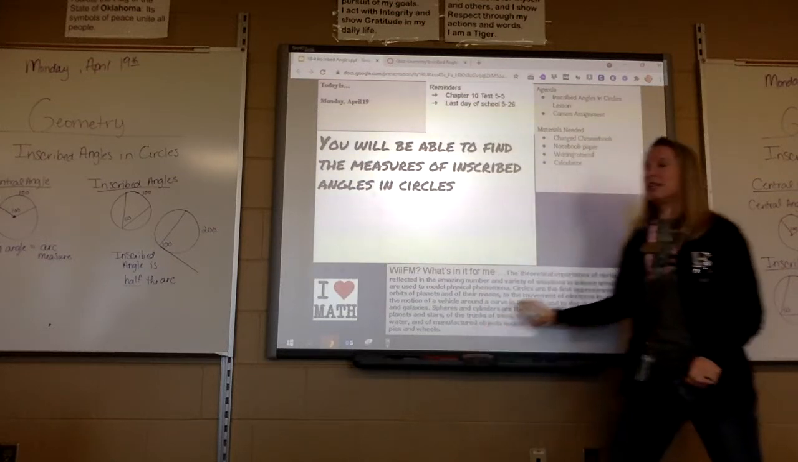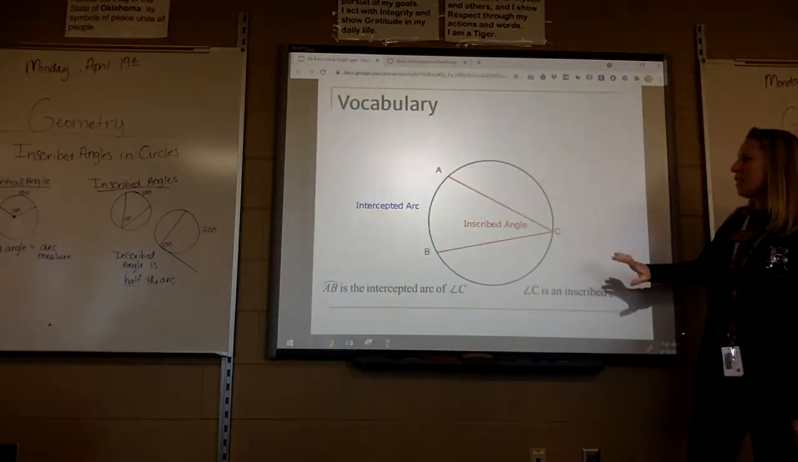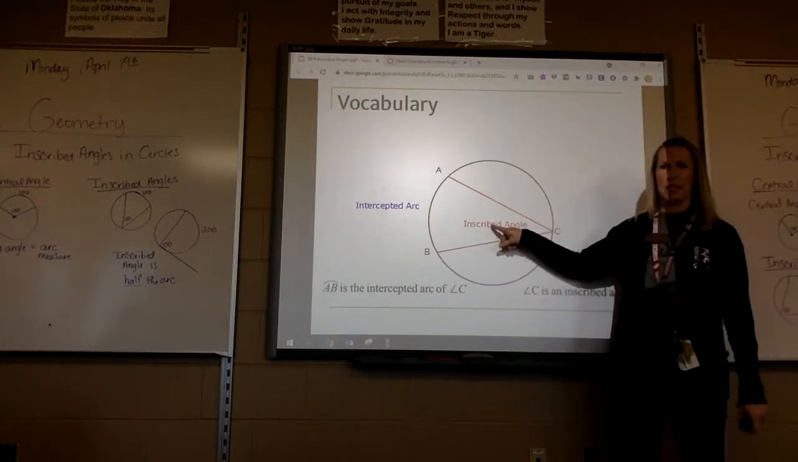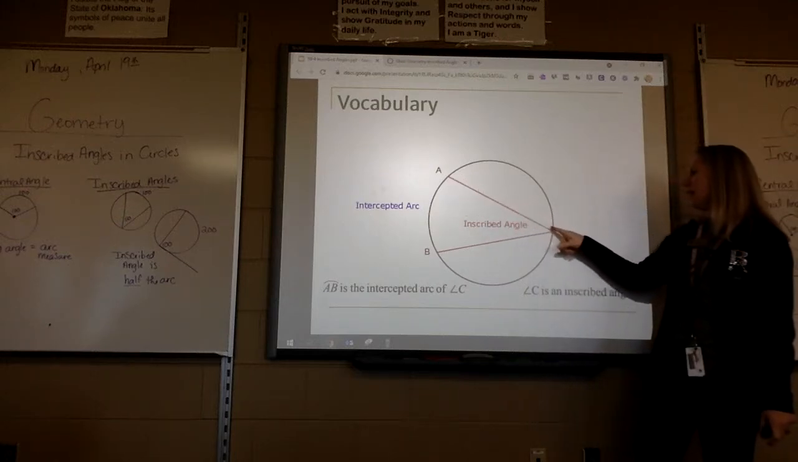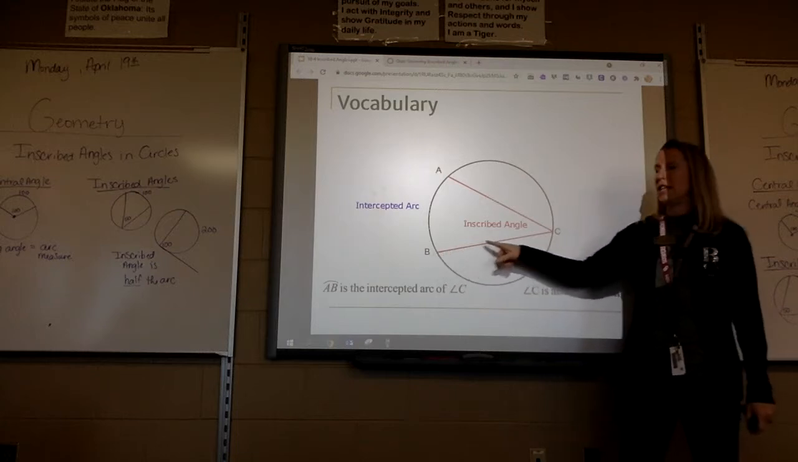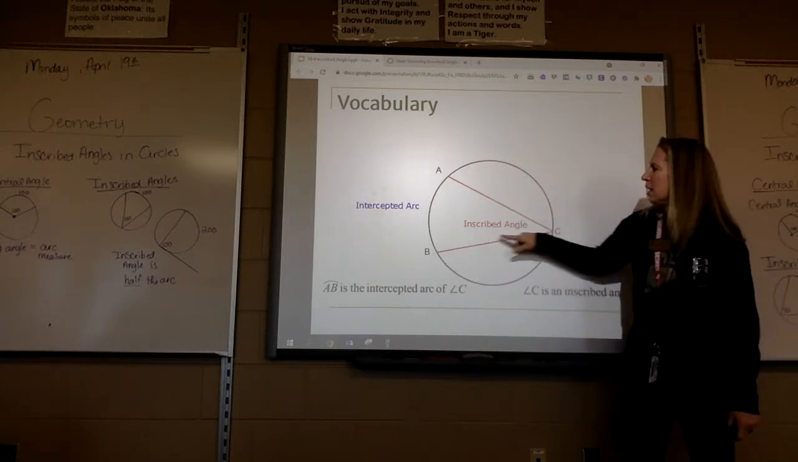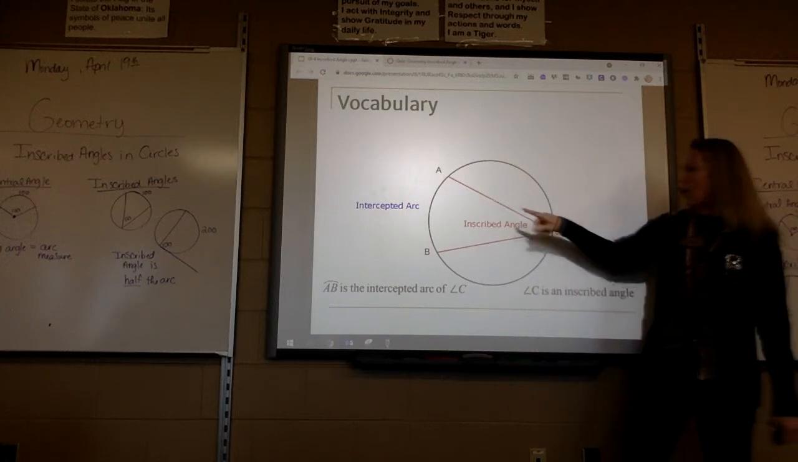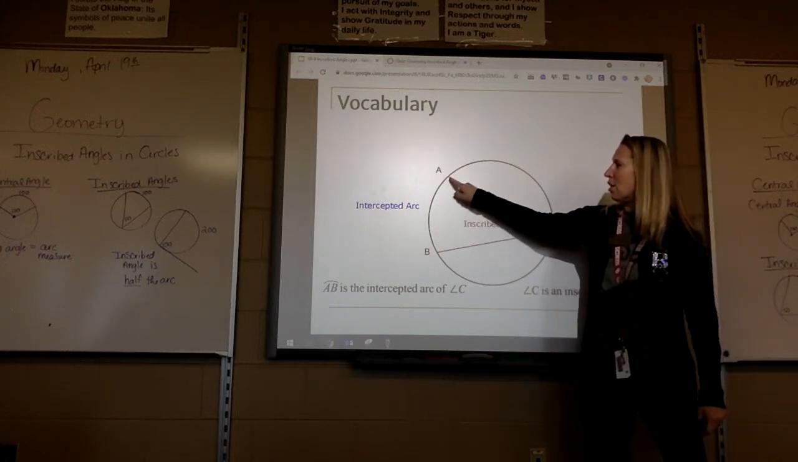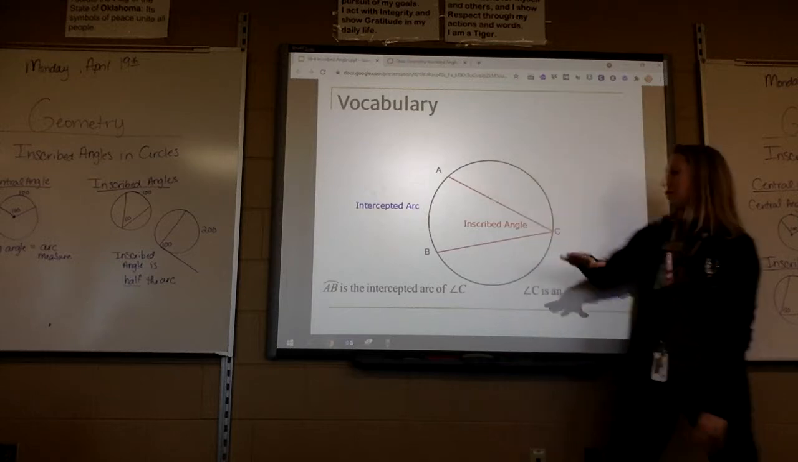We're going to talk about inscribed angles today. An inscribed angle does not stop at the center. It goes all the way to the other end. So this inscribed angle, I could name that angle ACB. And then the intercepted arc is arc AB. That's the arc that angle is going to.